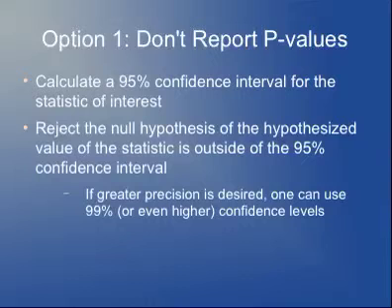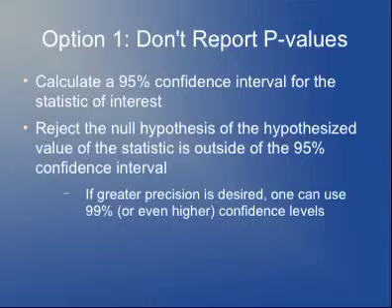And if you want to say that your p-value is smaller than just p less than 0.05, you can calculate 99% confidence intervals or 99.9% confidence intervals or whatever, and then you say that implies p less than 0.001 or whatever the case may be.